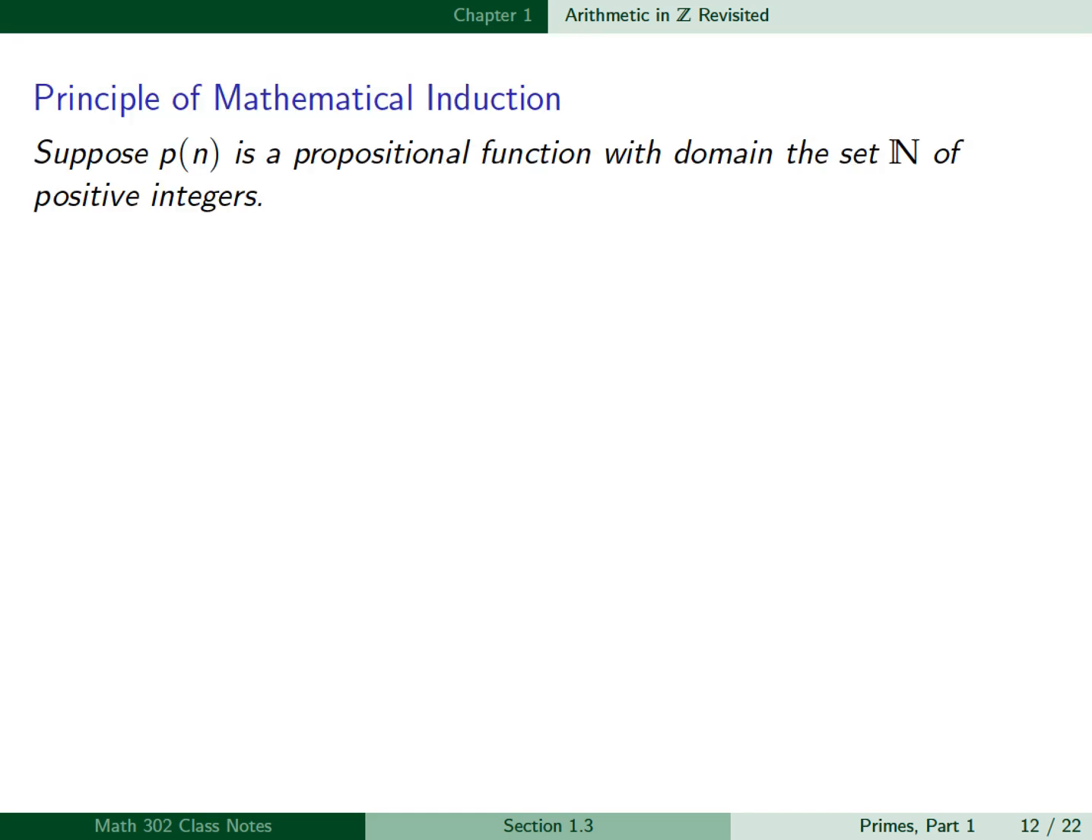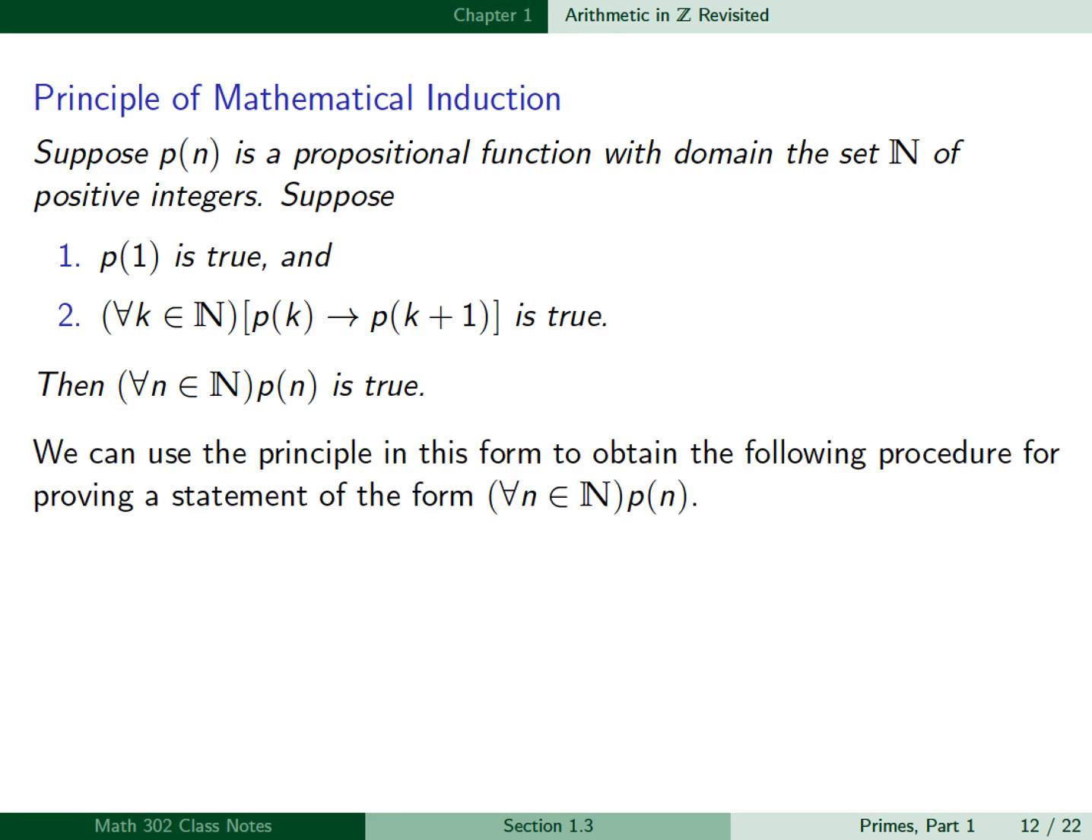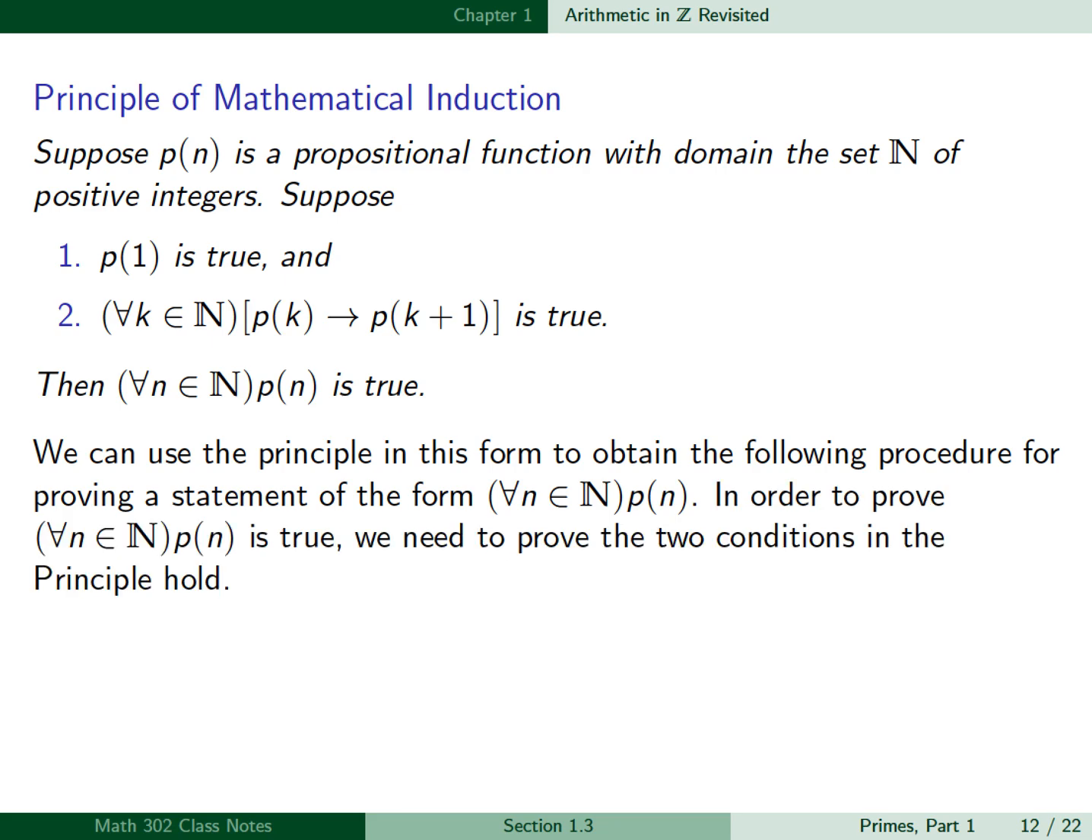So here's the principle of mathematical induction. We suppose P of n is a propositional function with domain the set N of positive integers. Suppose 1, P of 1 is true, and 2, for all k in N, P of k implies P of k plus 1 is true. We can then conclude that for all n in N, P of n is true. Now we can use the principle in this form to obtain the following procedure for proving a statement of the form for all n in N, P of n. In order to prove for all n in N, P of n is true, we need to prove the two conditions in the principle hold.